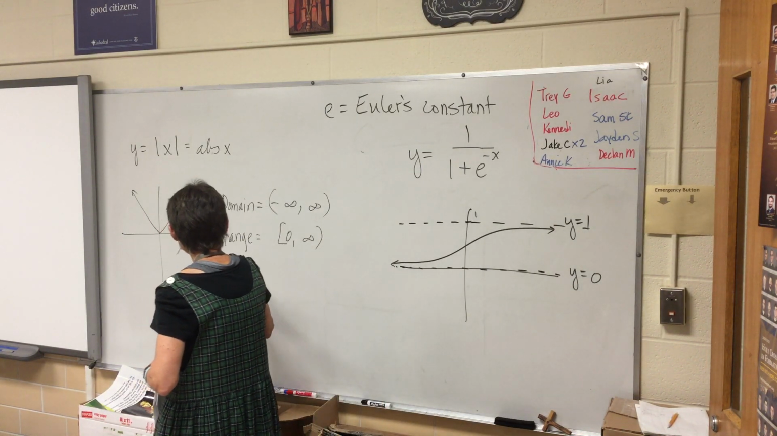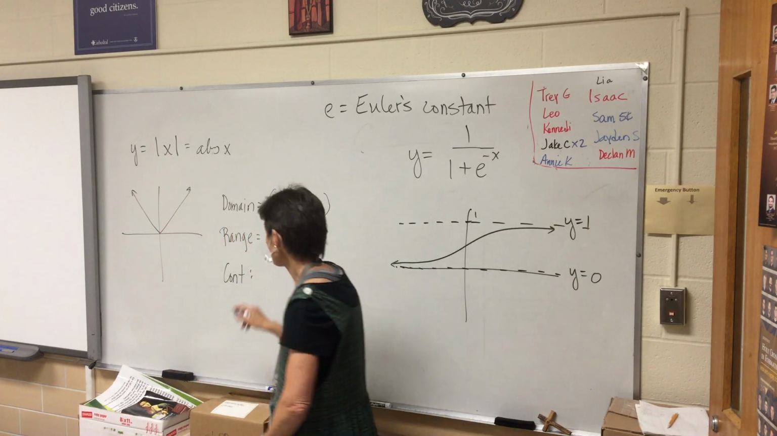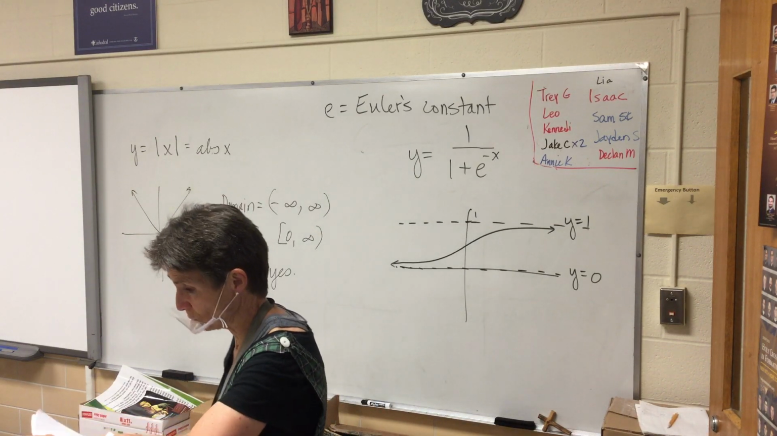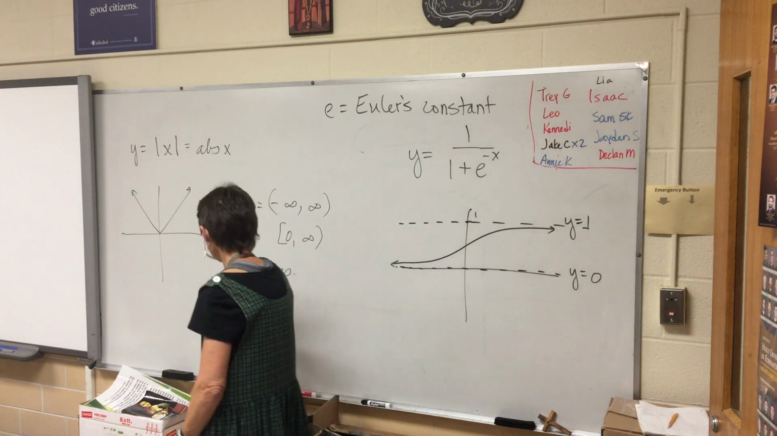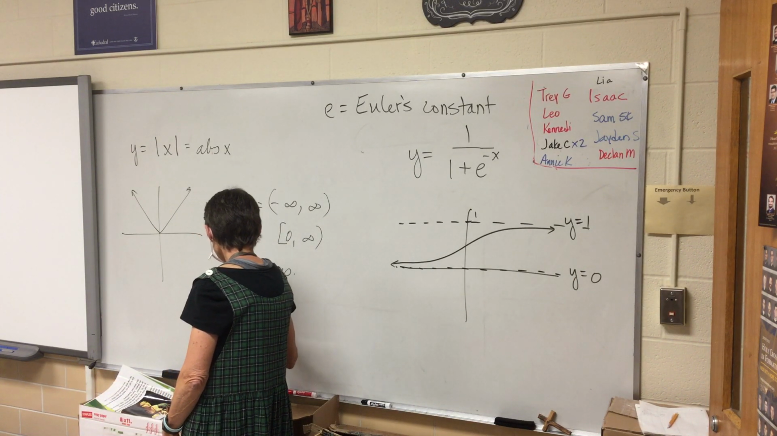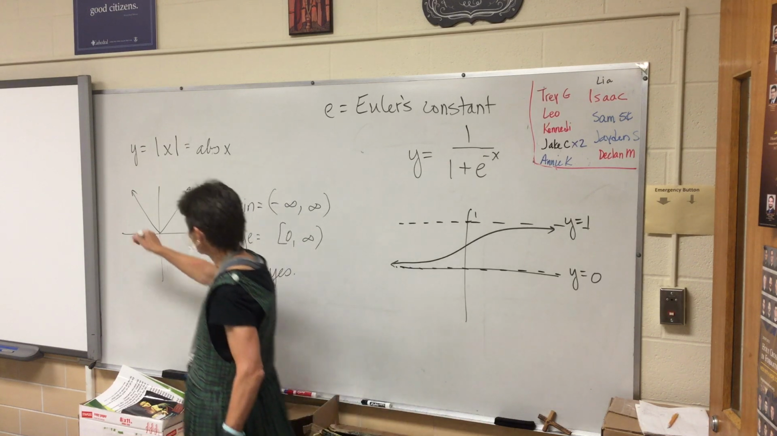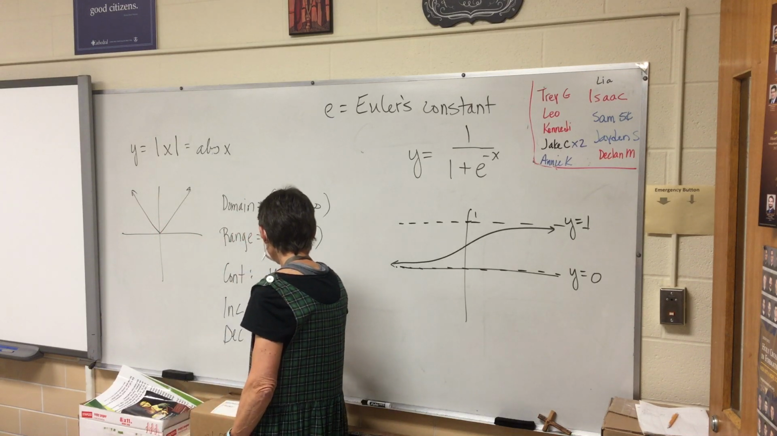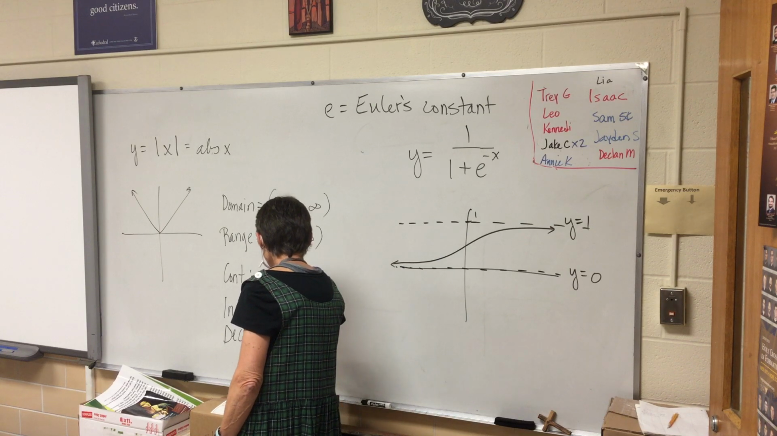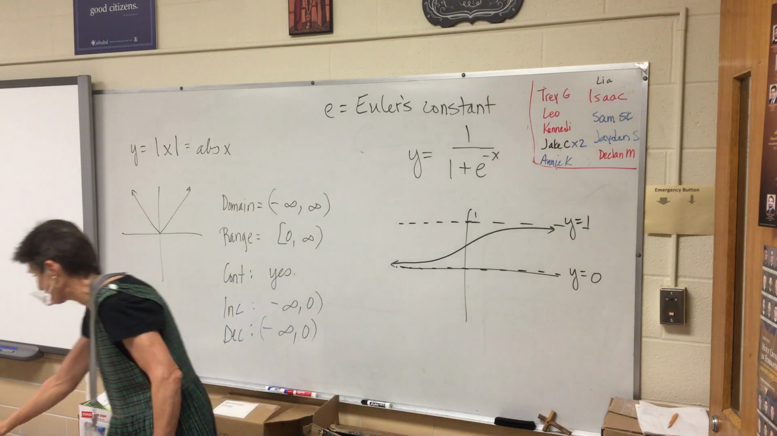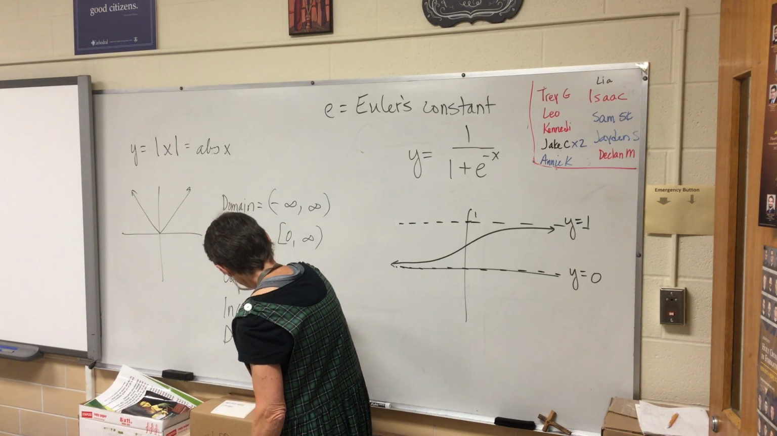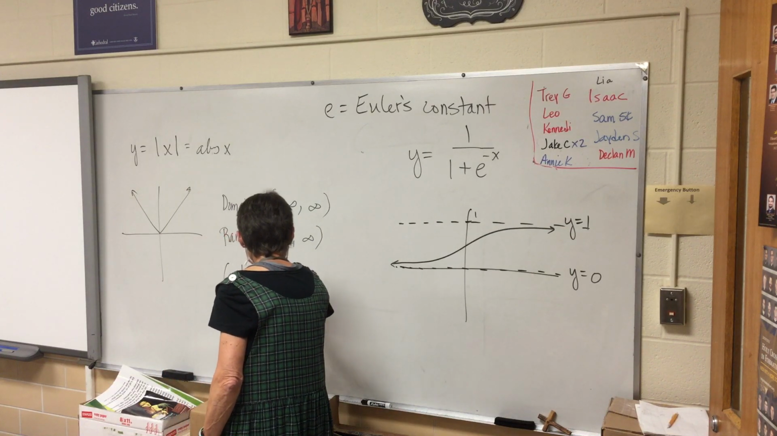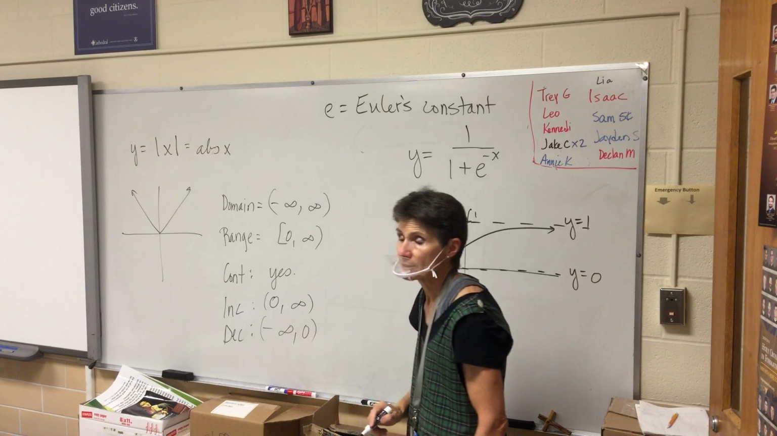Continuity. Would you say this thing is continuous? Yes, on its entire domain. It is continuous from negative infinity to positive infinity. You never pick up your pencil one time. Increasing or decreasing? Both. So we need to specify that. So the first half of it is decreasing. So from negative infinity to 0, we're decreasing, right? But then, from 0 to positive infinity, we are increasing.